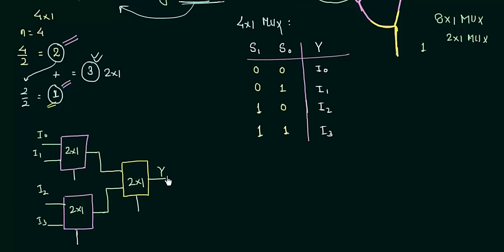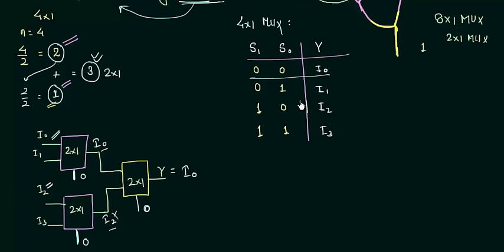For example, if I want Y to be equal to I0, what I have to do at this point is have 0, so that this I0 is selected. And remember, whatever select line you select here, you have to select at this point also. So if it is 0, this is 0, so we have I2 as the output of this second MUX. So these two things are selected. Now out of I0 and I2, what do we require? We require I0. So at this point also we are going to have 0. So this will be cancelled out and Y is equal to I0. So this is the first case.